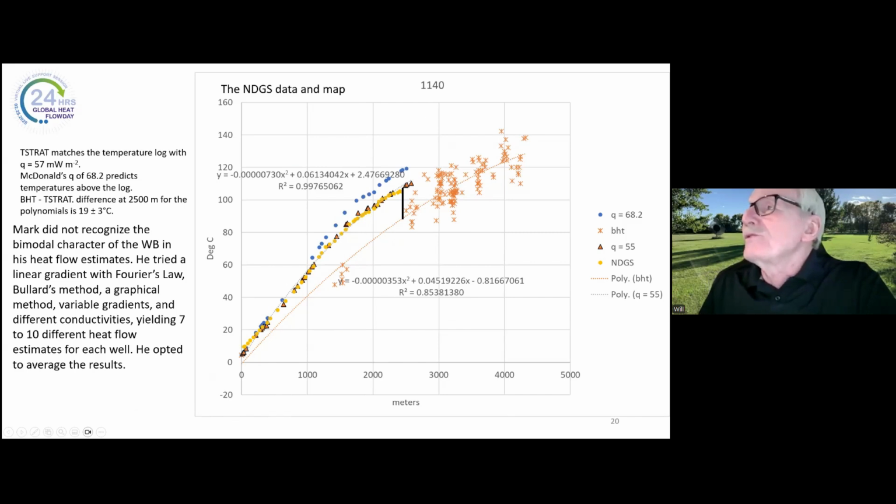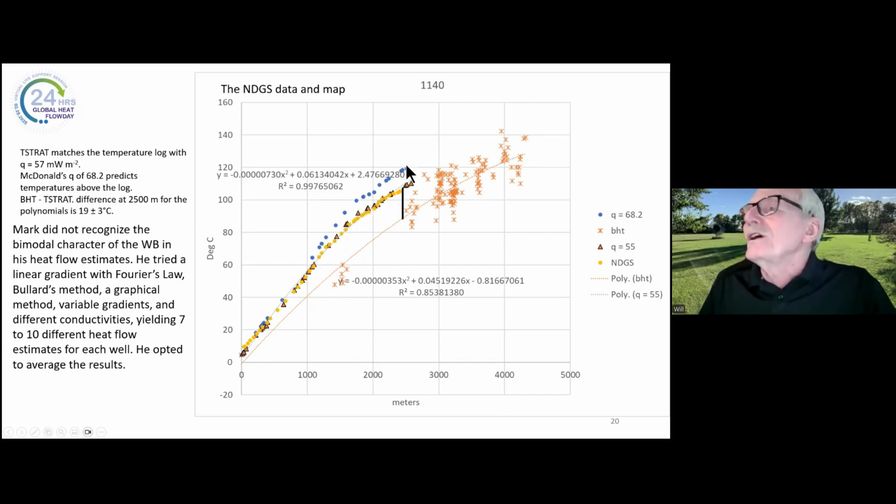So we went to one of his wells. This is well 1140. We have his temperature log here, and we selected whatever heat flow would make our T-strat calculation match his profile. And so there we have it. Again, this is 19 degrees difference at this point. Now, if we use his heat flow value that he got from averaging those 7 to 10 things, he had a 68.2, and that's what the blue dots are.